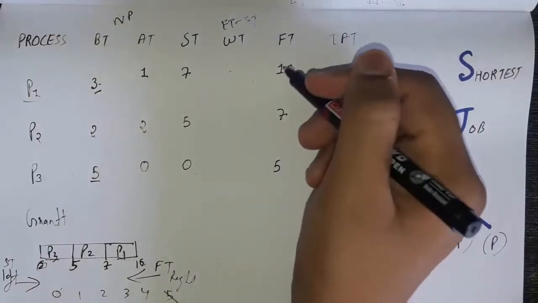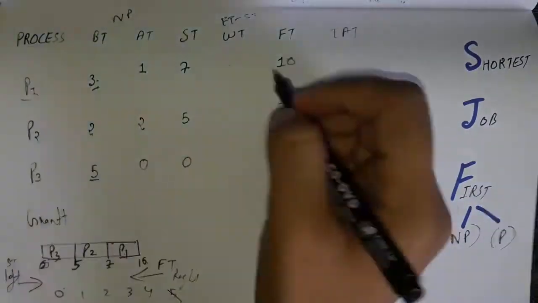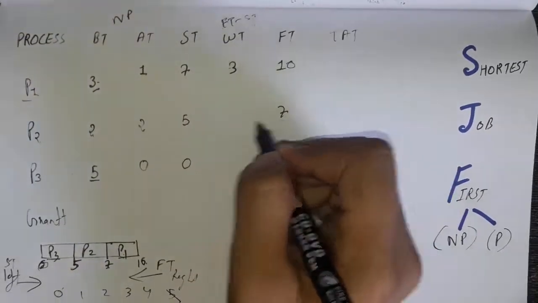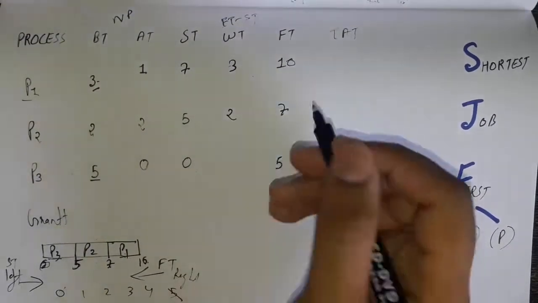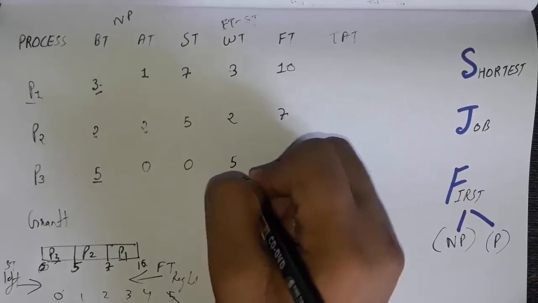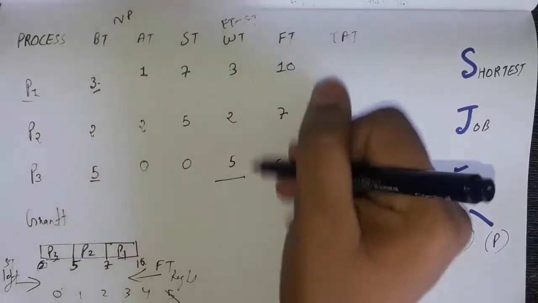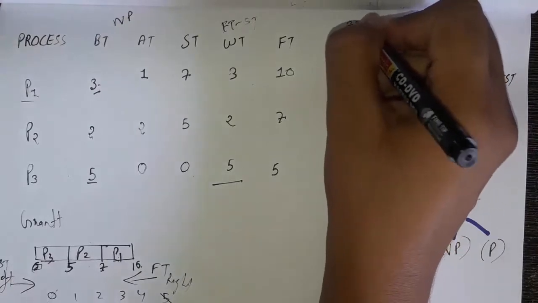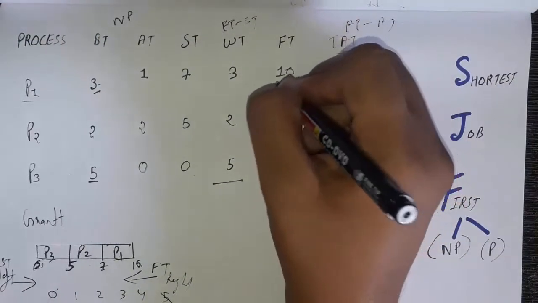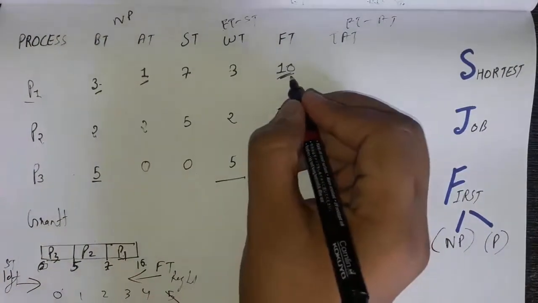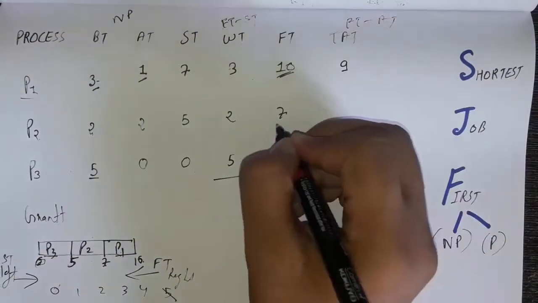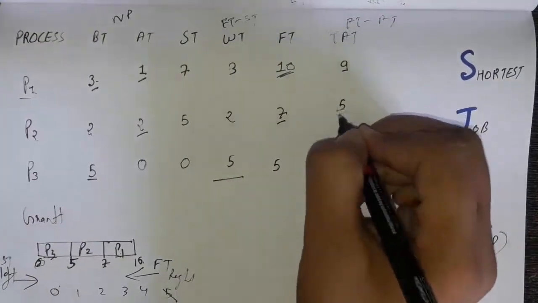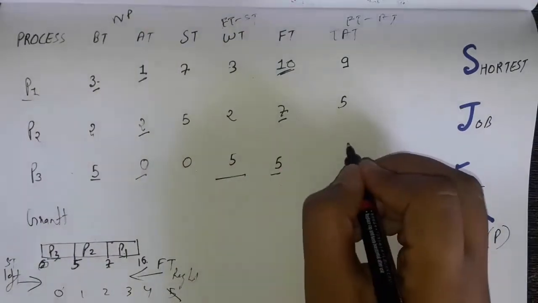Then subtract the starting time from the finish time to find the waiting time. So 10 minus 7 equals 3, 7 minus 2 equals 5, 5 minus 0 equals 5. And we have to find the average waiting time, so we take the sum of these. And then to find the turnaround time, the formula is finish time minus arrival time. So this is the finish time, this is the arrival time. So 10 minus 1 equals 9, 7 minus 2 equals 5, and 5 minus 0 equals 5.